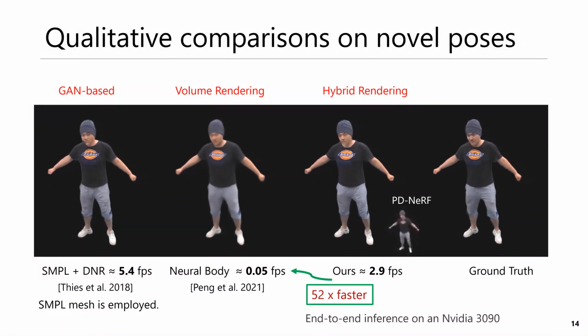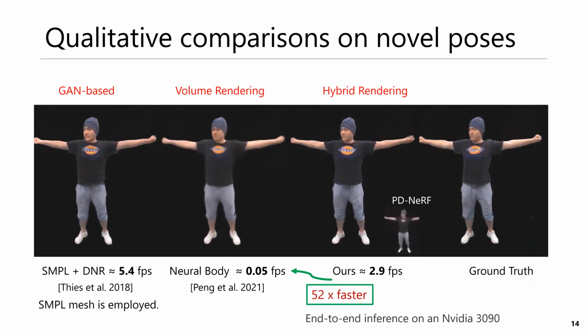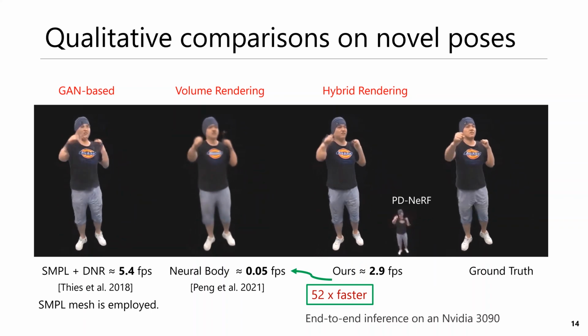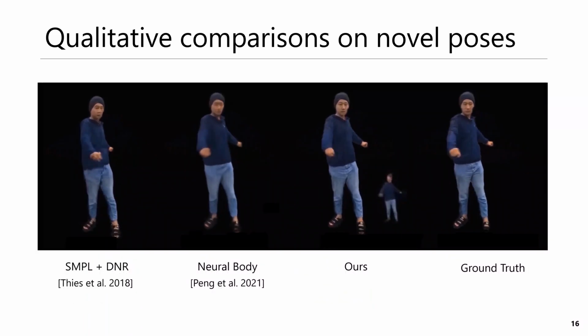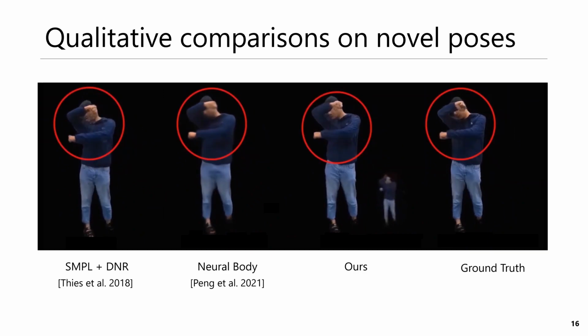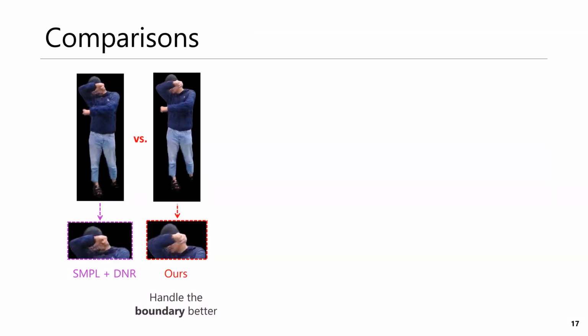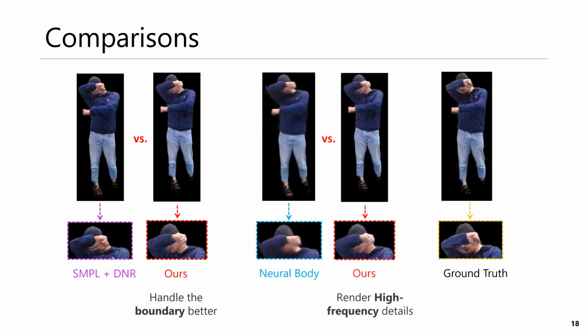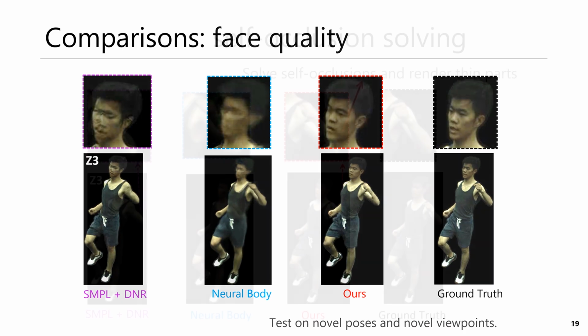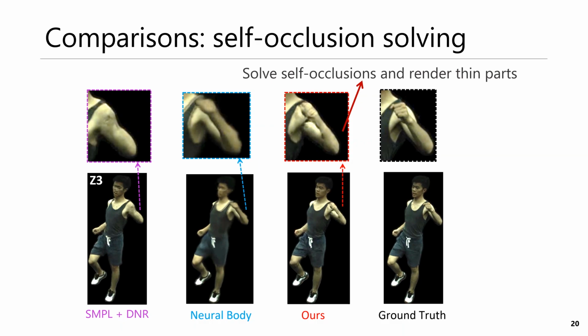Our method runs at 2.9 fps on an NVIDIA 3090, and is about 52 times faster than Neural Body. Compared against Neural Body, we can generate high-frequency details. Here is another example. Compared against DNR, we can handle the boundaries better, and we can render high-frequency details. Our method also generates high-quality faces. And we can solve self-occlusions and render thin parts.